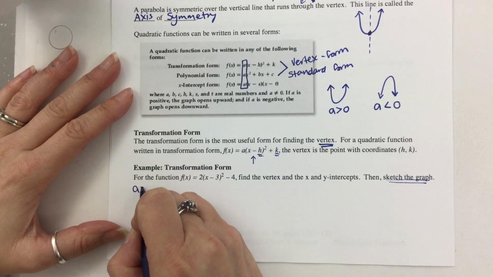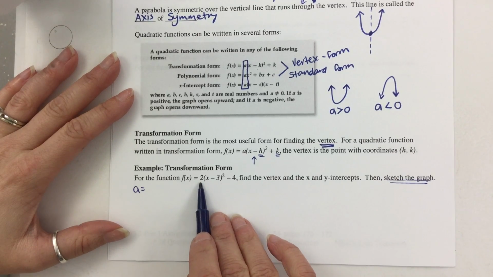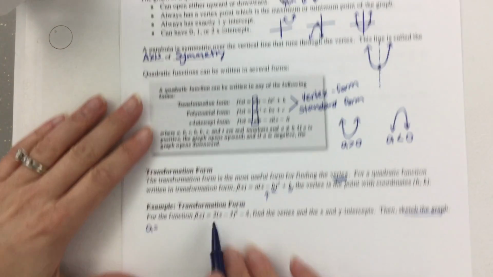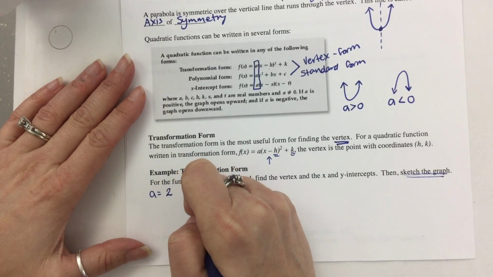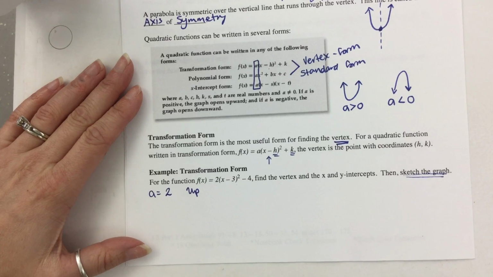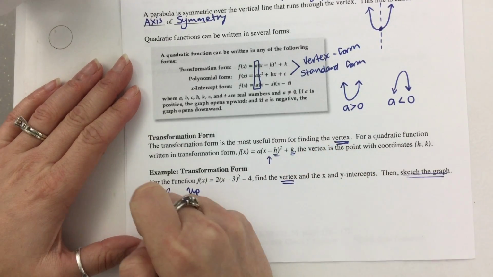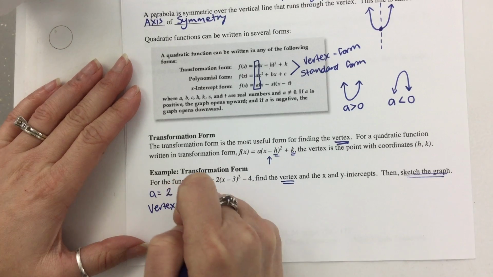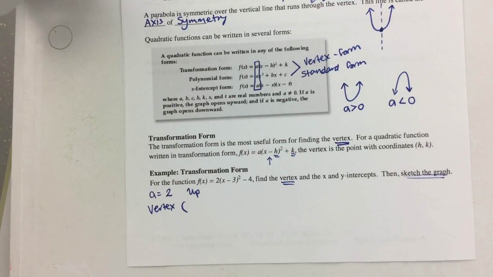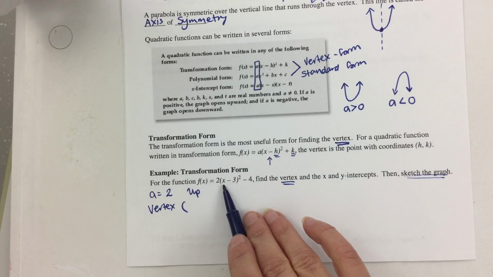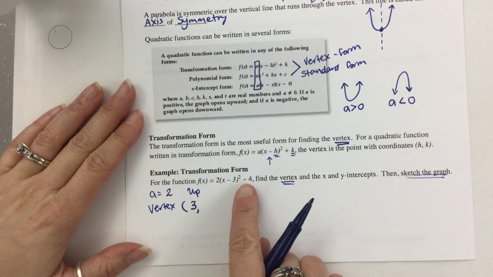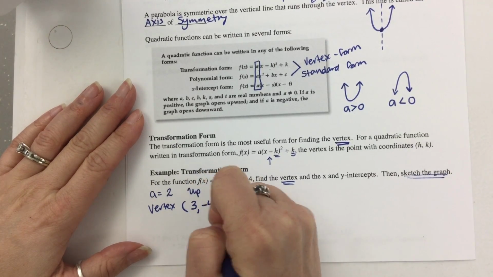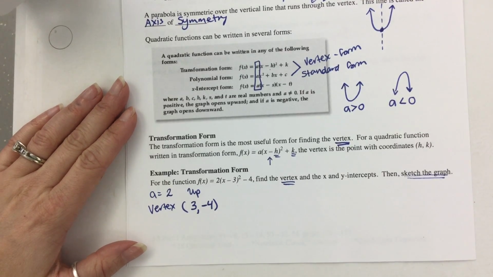The first thing I like to do is identify a. a is the number up front. If I look at my transformation form, a is 2. 2 is greater than 0, so this parabola is going to be opening upwards. Next, find the vertex. When your function is in transformation form, it's easy to find the vertex. Whatever you're subtracting from x in parentheses is the x value for the vertex, so that's a 3. Whatever you add or subtract at the end, in this case it's -4, is the y value.